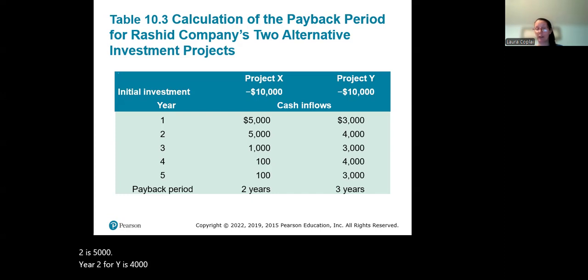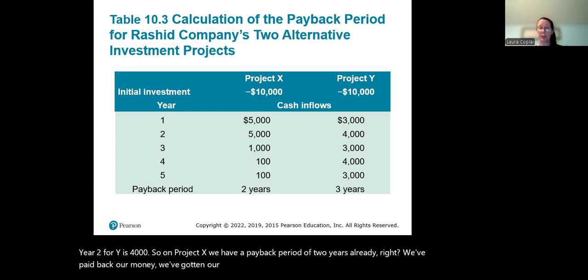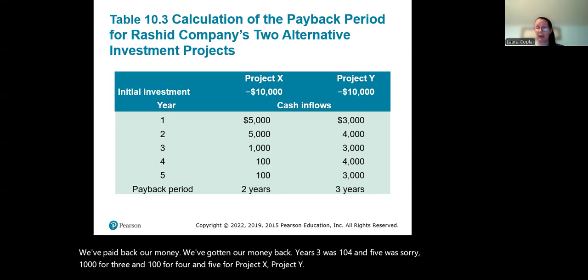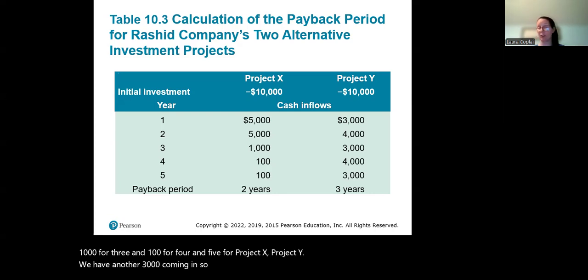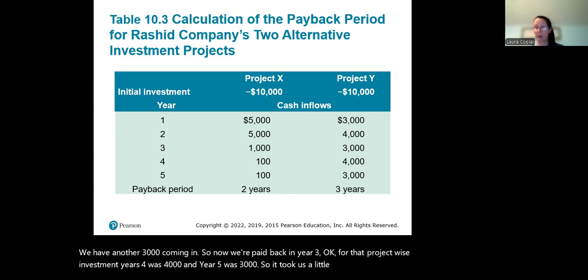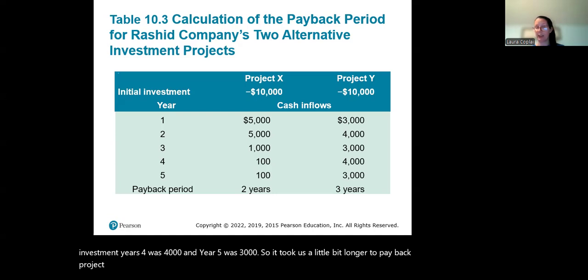So in Project X, we have a payback period of 2 years already, right? We've gotten our money back. Year 3 was 1,000 and years 4 and 5 were 100 for Project X. Project Y, we have another 3,000 coming in. So now we're paid back in year 3 for Project Y's investment. Year 4 was 4,000 and year 5 was 3,000. So it took us a little bit longer to pay back Project Y, but we're also getting a little bit more money, right? Because we have extra flow of cash here.